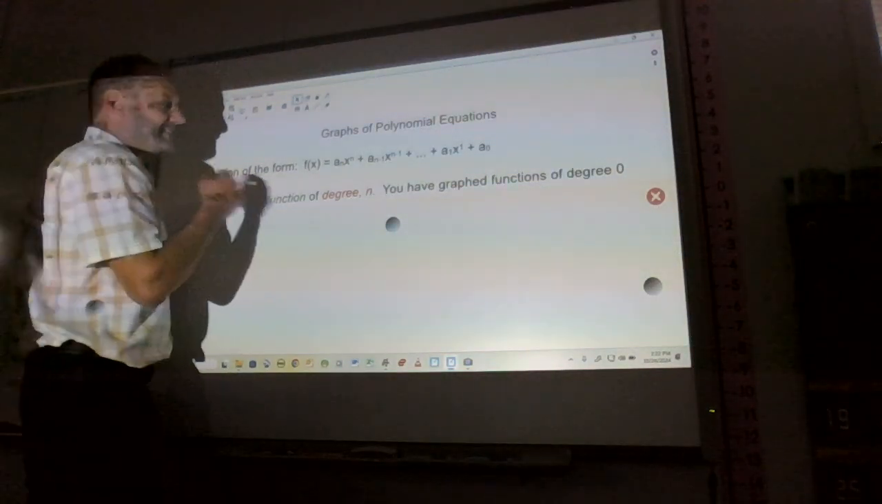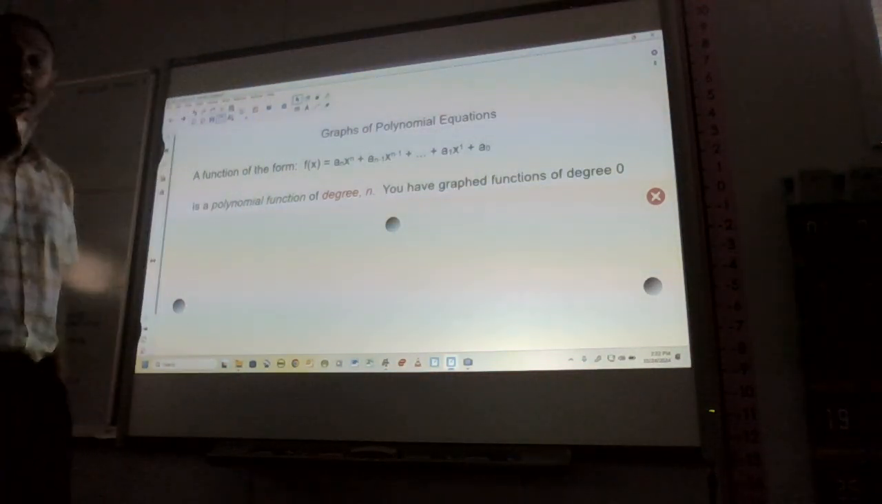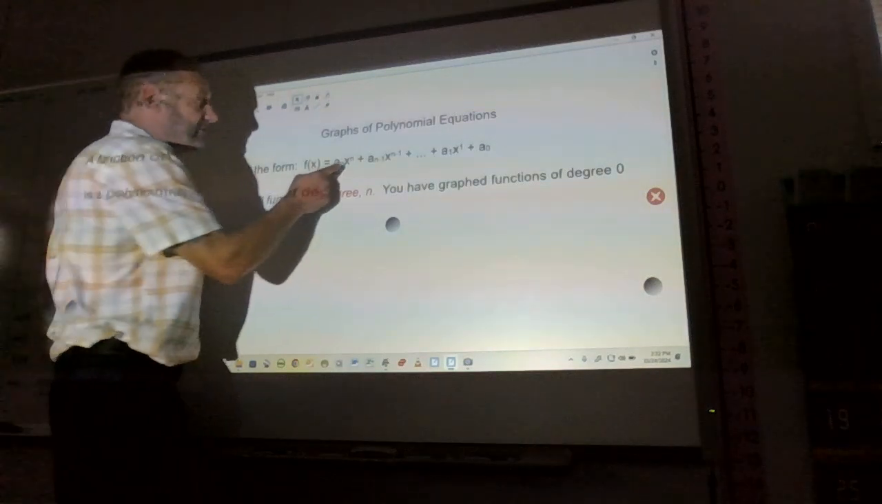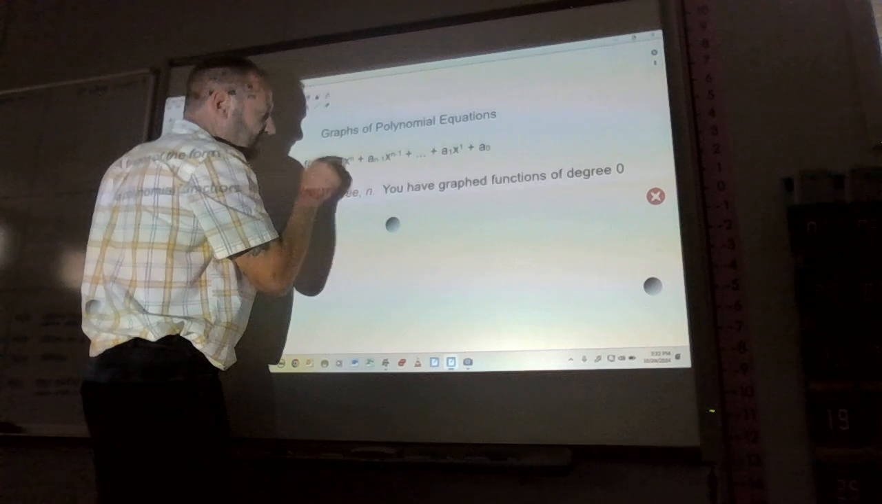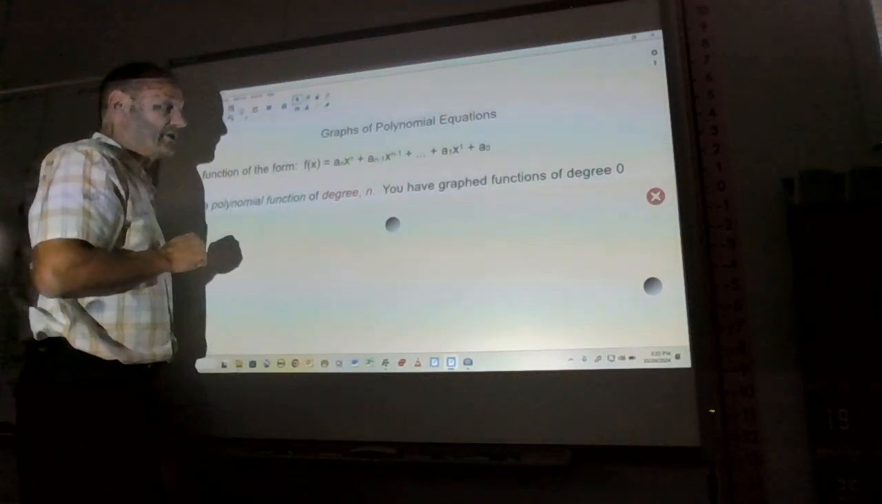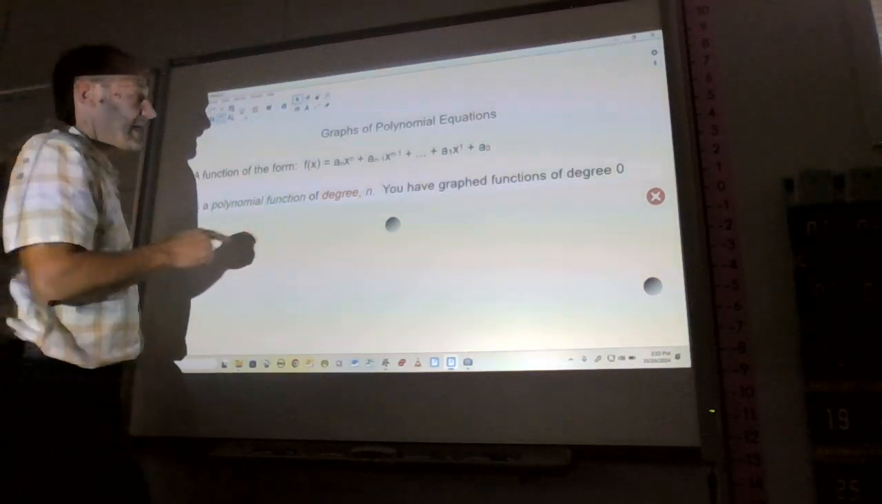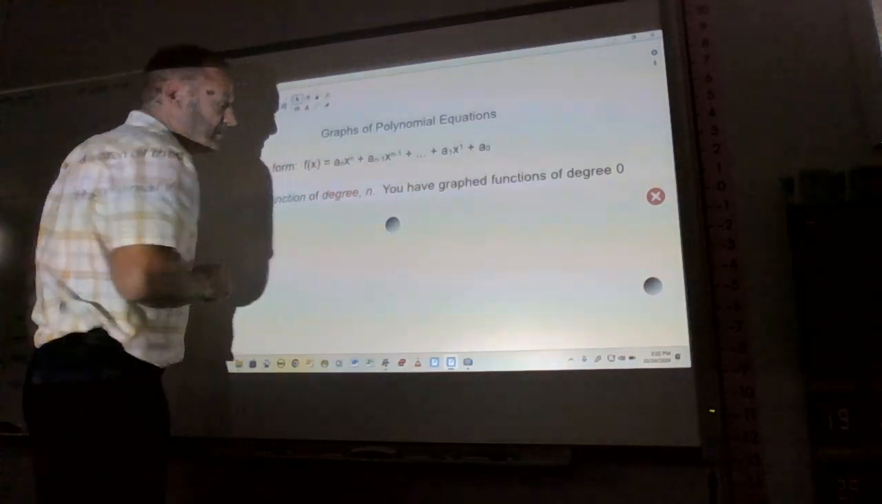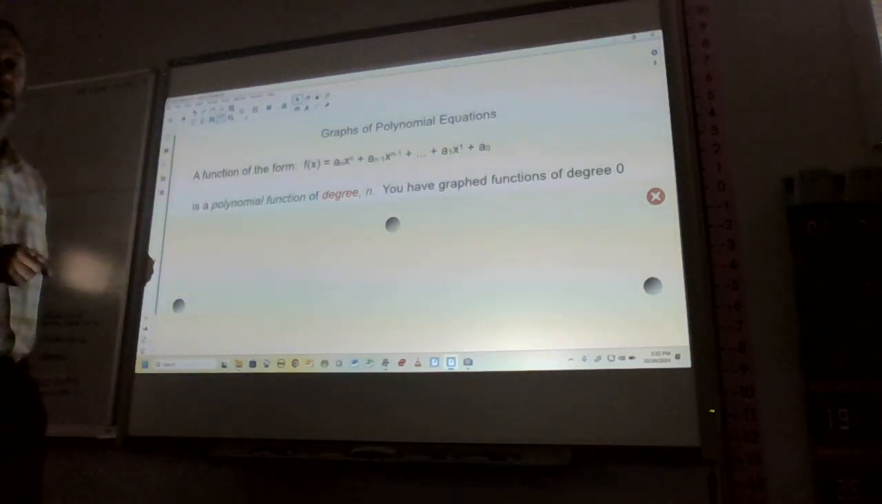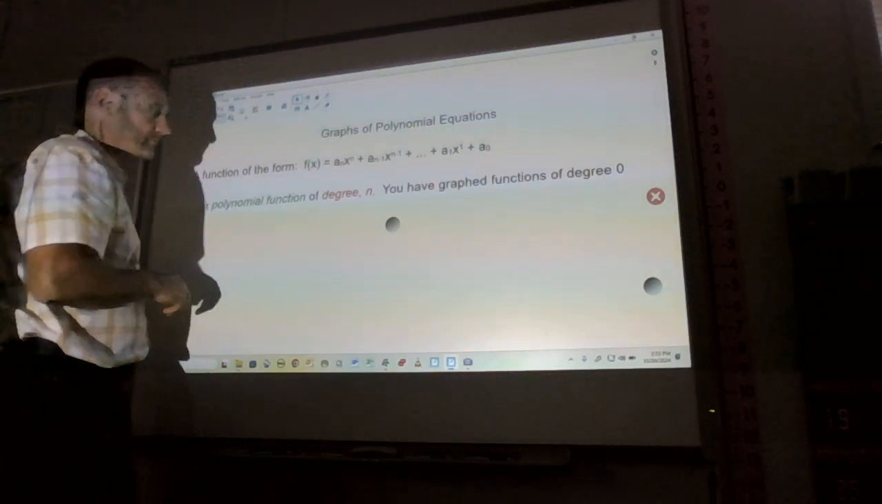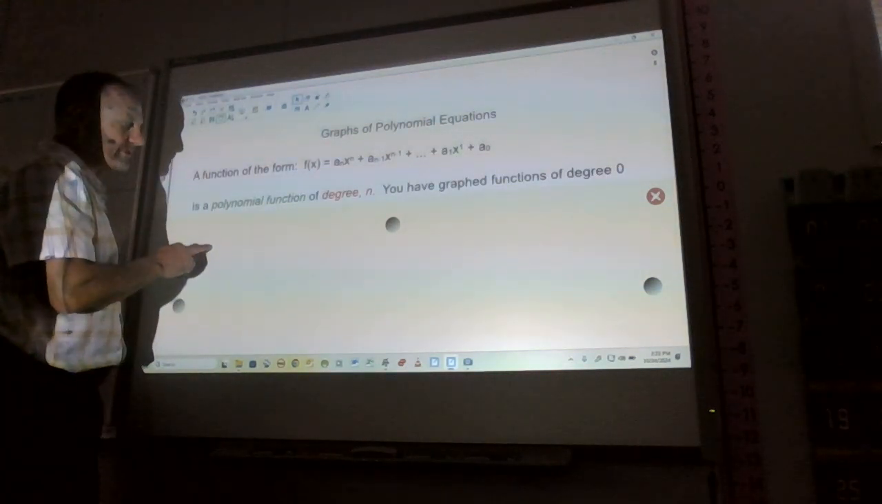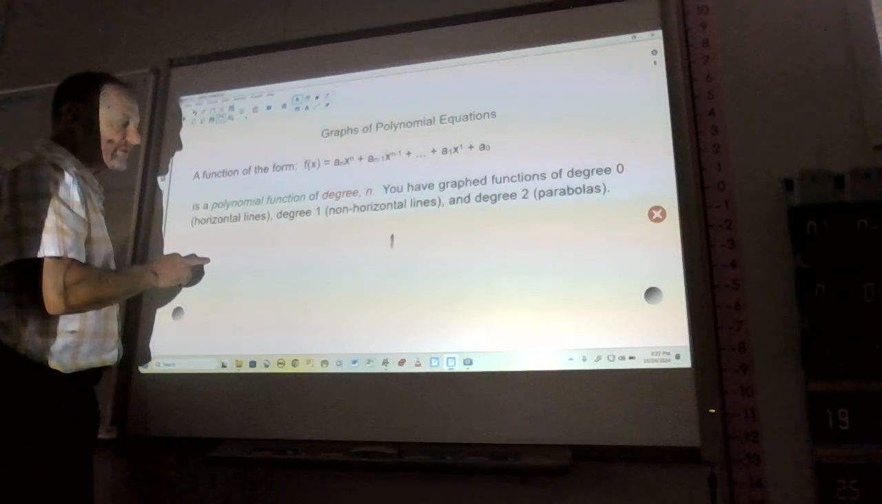It's degree n because n is the biggest power in the polynomial, not because it's the first term. So I could switch these terms around all I want, but if that's the biggest power, that's still going to be the degree. And this a sub n will be the leading coefficient because the leading coefficient always goes with the biggest power.